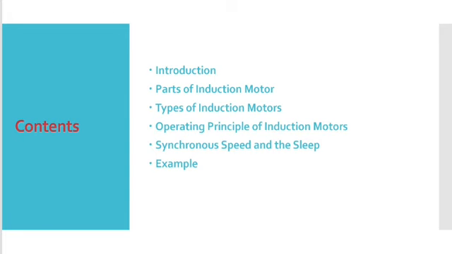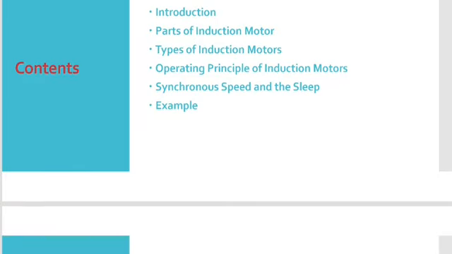First of all, we will start with the introduction. In the introduction part we will see what is the induction motor and what is the working principle of induction motor. Then next we will see the parts of induction motor. There are different parts which consist in induction motor. There are different types of induction motors which are very useful in the industry. Then we will see the principle of operation of induction motor, that means how it is going to function. Then next, what is the synchronous speed and slip. The synchronous speed and slip are very important terms for the three-phase induction motor. And then we will see one example related to the three-phase induction motor.